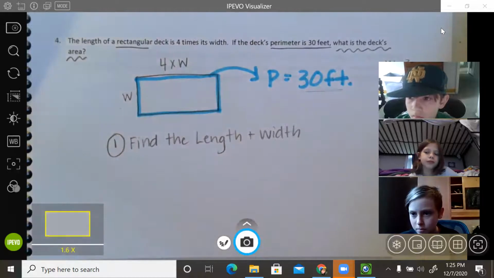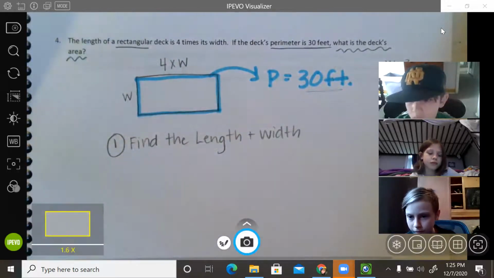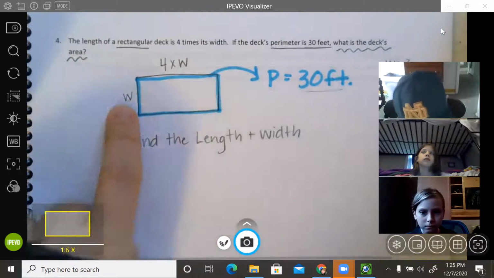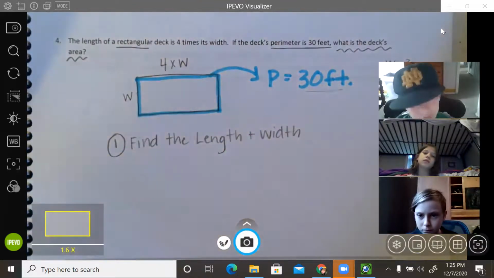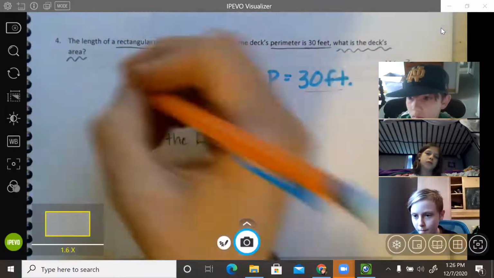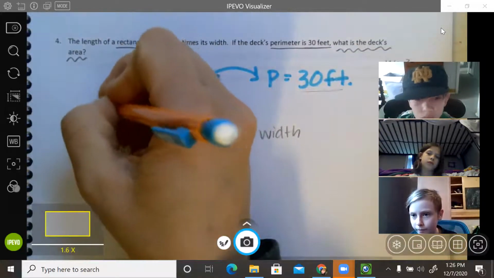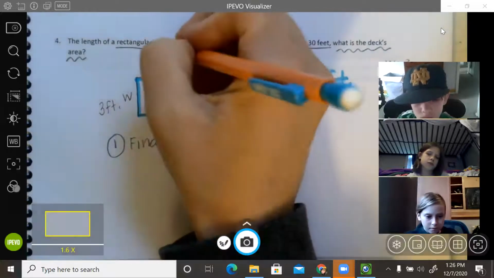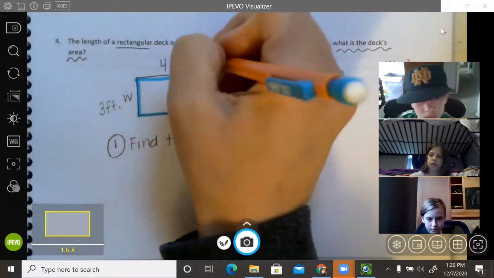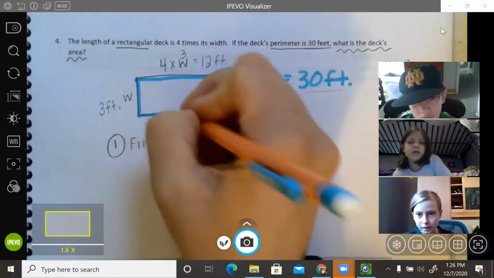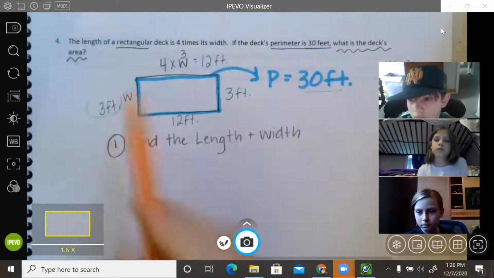So the length was... You have to start with the width because you need the width to find the length. The width we found was 3 feet. How did you get 3 feet for your width? Because 3 times 4 equals 12. And 12 plus 3 plus 12 plus 3 equals 30. And that's the perimeter. Okay, so tell me, how did you get the 3 here?